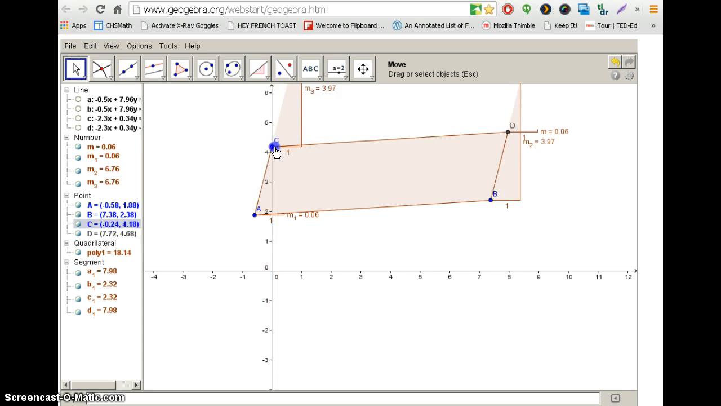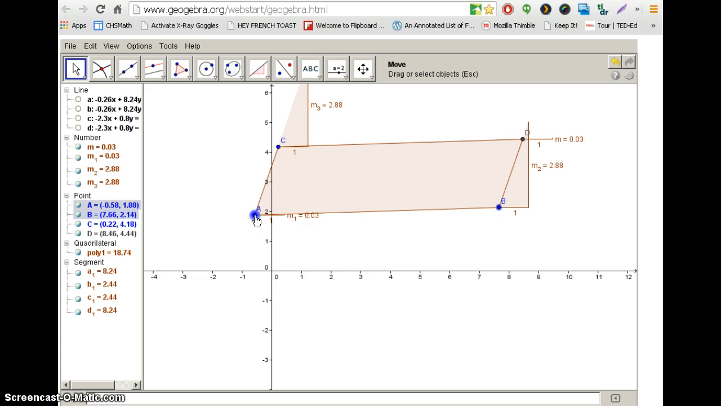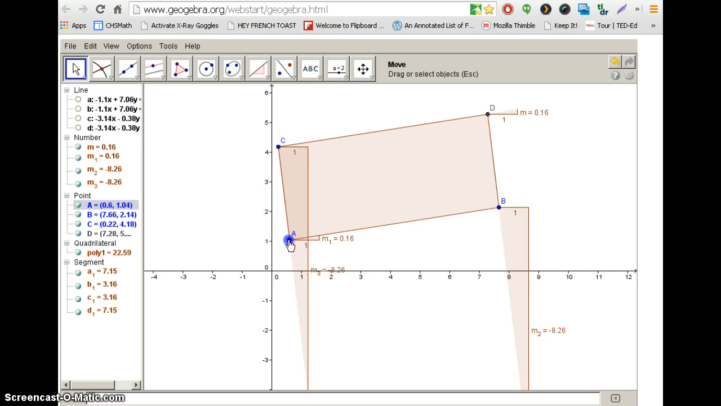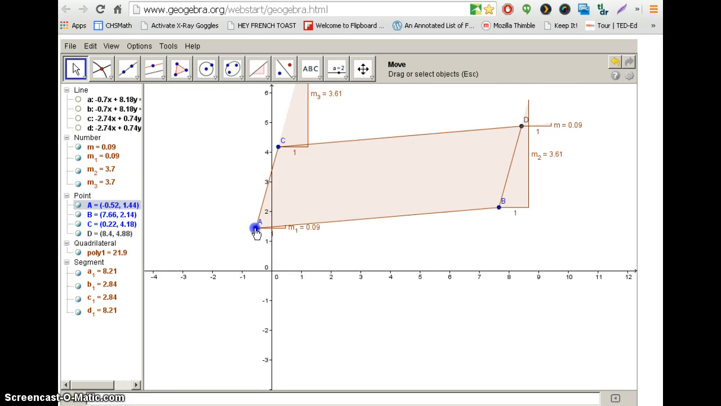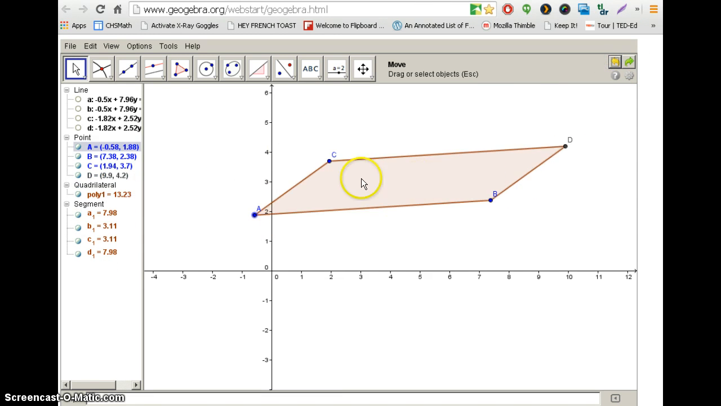Looking good, looking good. And yes, it looks like I can move B and they'll stay the same, C and they'll stay the same, and A, so the sides are parallel under all circumstances. So we have constructed a nice little parallelogram. We'll take those measurements off. So this is a parallelogram no matter how I leave it, okay?